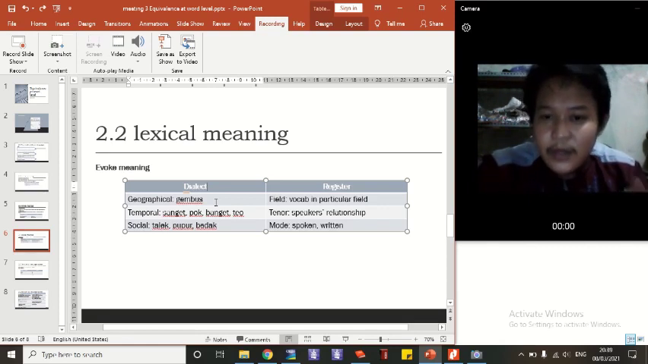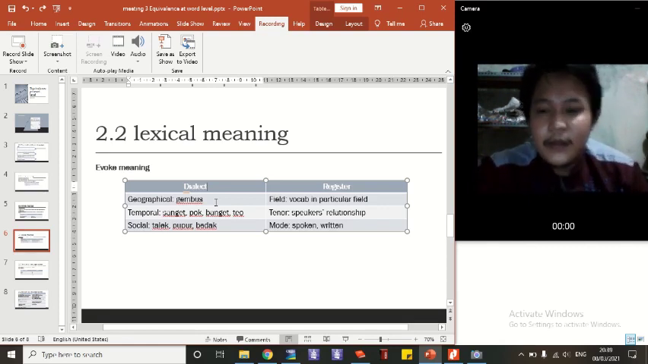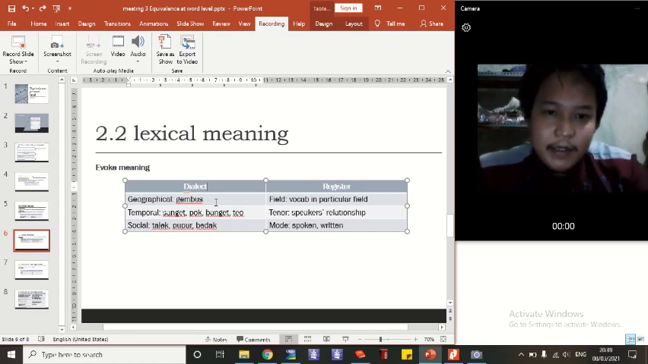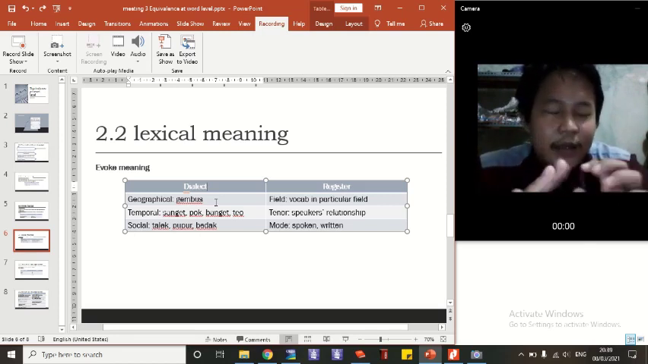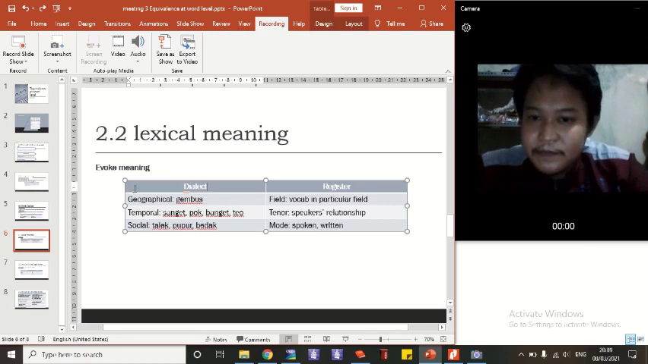And mode, spoken or written. Yeah, it is clearly understandable. Spoken, yang diucapkan, written, yang ditulis.